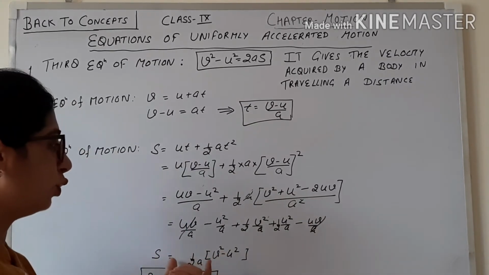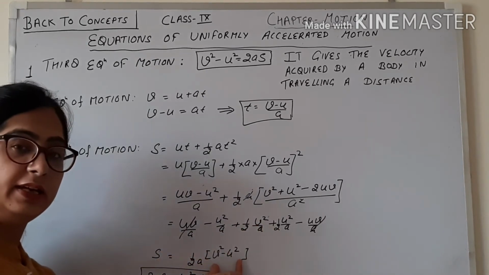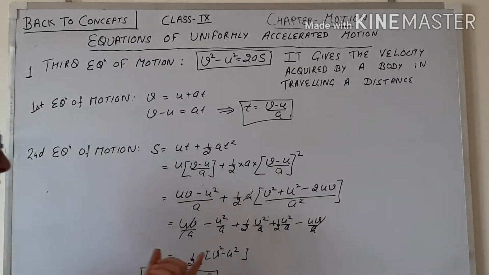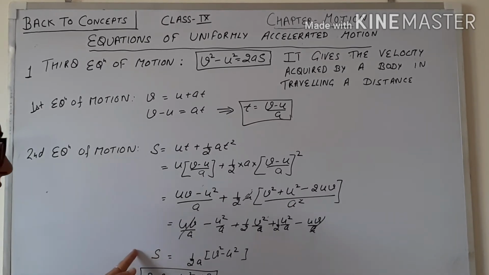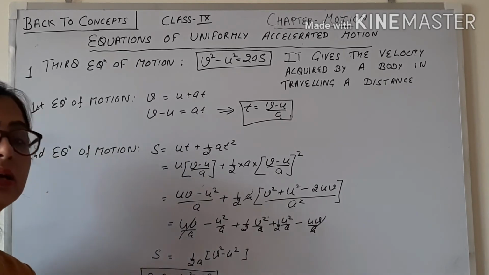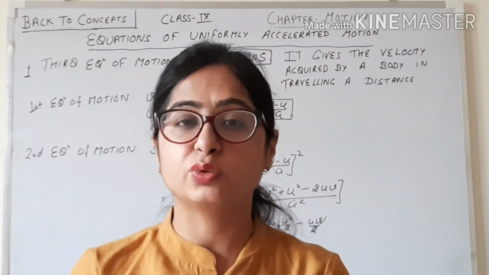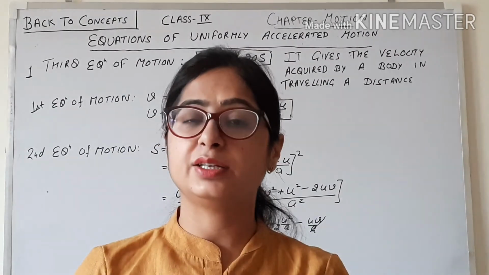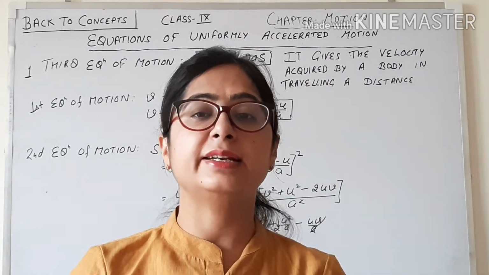When we solve all the equation, half a we take common and what is left is v square minus u square. When we multiply 2a with the distance traveled, the third equation of motion becomes 2as is equal to v square minus u square, or we can say v square minus u square is equal to 2as. So all three equations are used to find the numericals. We will do some numericals in the next video.